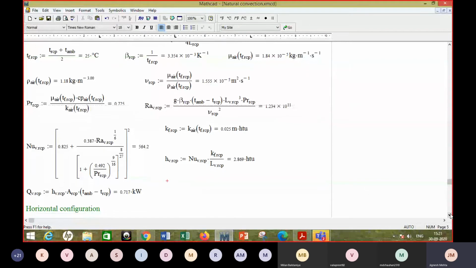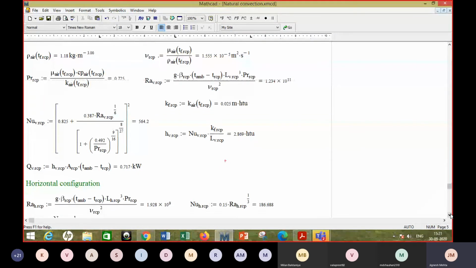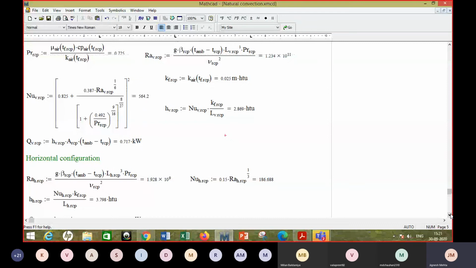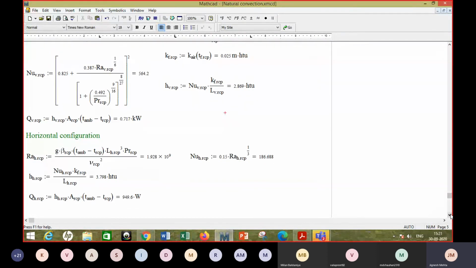and you have H value very small, just around 3. This is watt per meter square Kelvin, just around 3. So what will be the heat transfer rate for the vertical configuration of the plate? It's just 0.717 kilowatt. So that's a very small thing for a vertical. I'm sorry, this is vertical, in contact with a vertical wall, not on ceiling. On ceiling, it will be horizontal configuration.